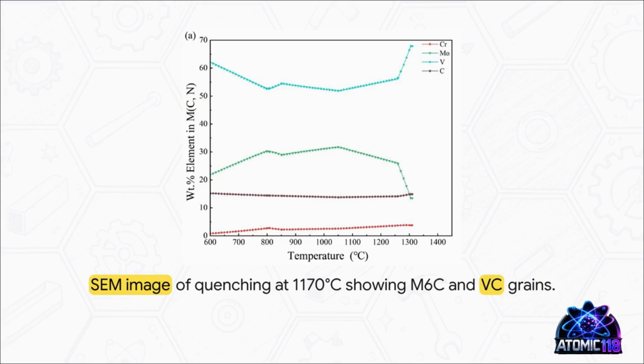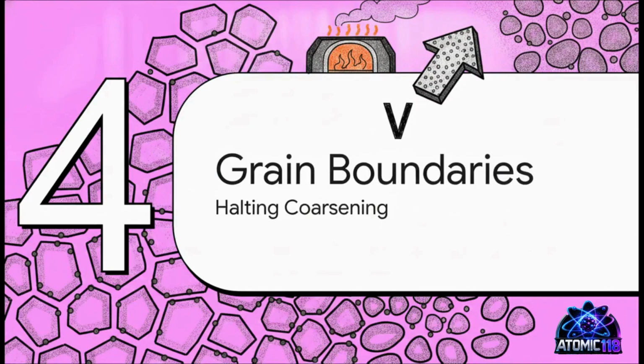You can see the network of molybdenum-rich M6C compounds highlighted, while those distinct vanadium carbide grains are pointed out too. Having them dispersed throughout the matrix like this, that is exactly what metallurgists want to see. These tiny microscopic features act like literal shields, protecting the softer iron matrix around them from wearing away under intense pressure. Which brings us perfectly to Section 4, pinning the grain boundaries and halting austenite coarsening.